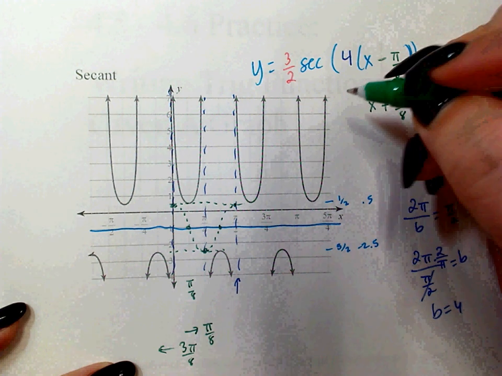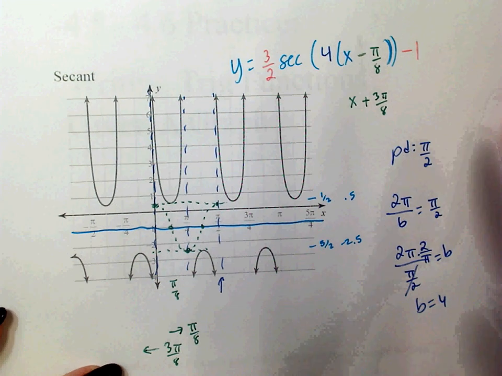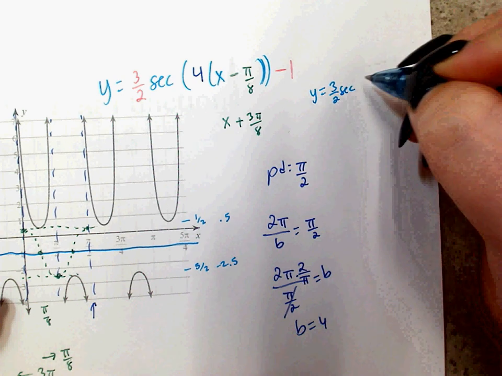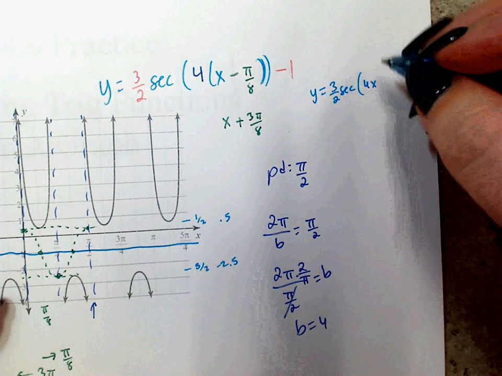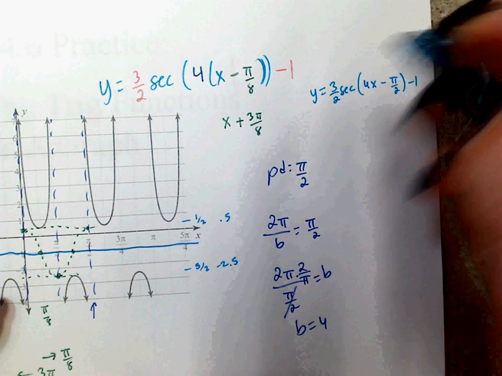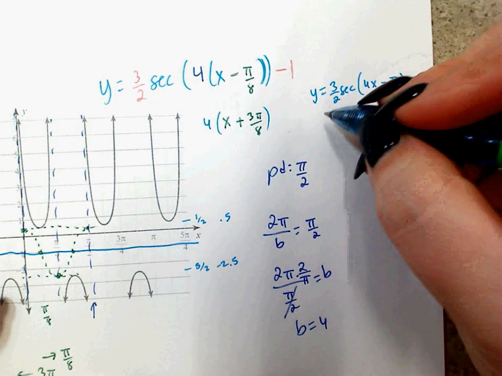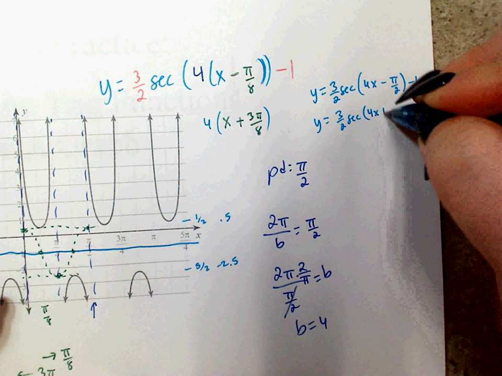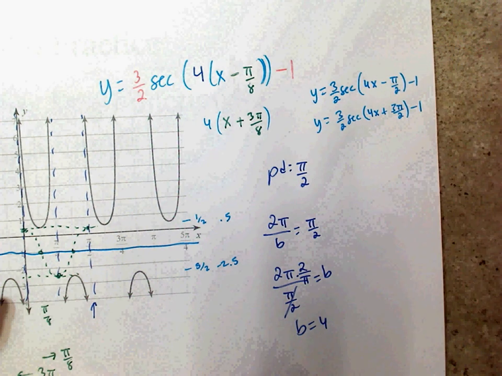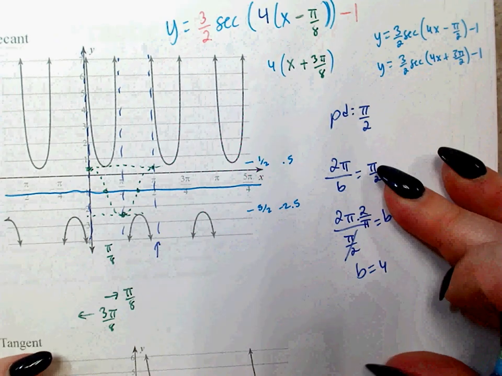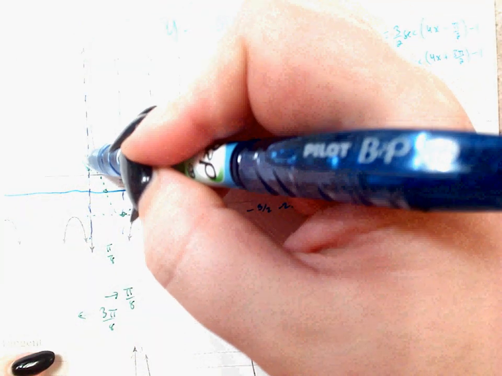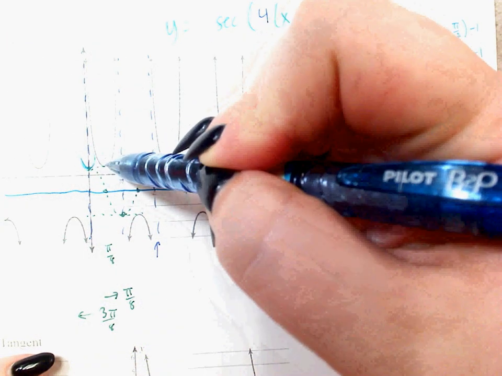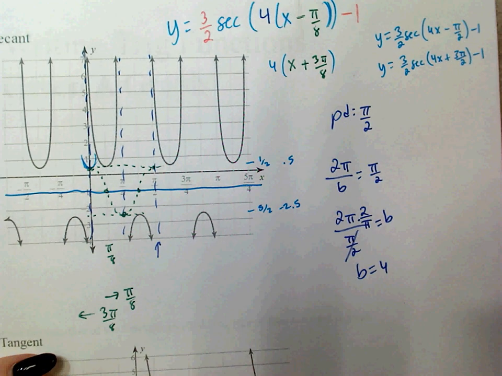And either one of those will give you a correct answer. Okay, so if I do this one, then I'll say y equals 3/2 secant of 4x. If I distribute the 4, I'm left with minus pi over 2 minus 1. And if I use that one, then I've got y equals 3/2 secant of 4x plus 3 pi over 2 minus 1. Either one of those is going to give me the same graph. So I was just remembering that my secant normally hits a minimum when cosine has a maximum. And so I was like, well, let me just move this to the right here, or move it to the left there. And either way, there we go.